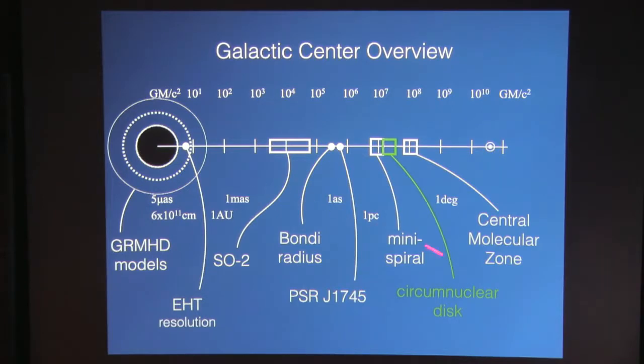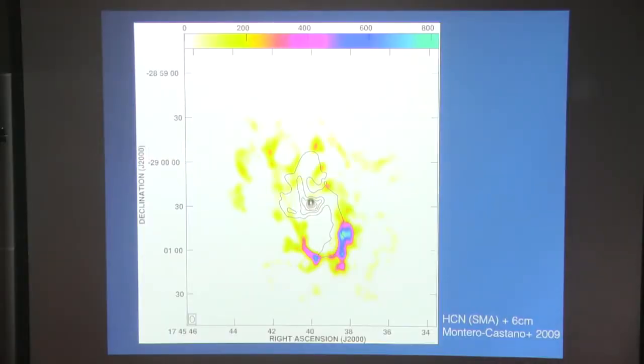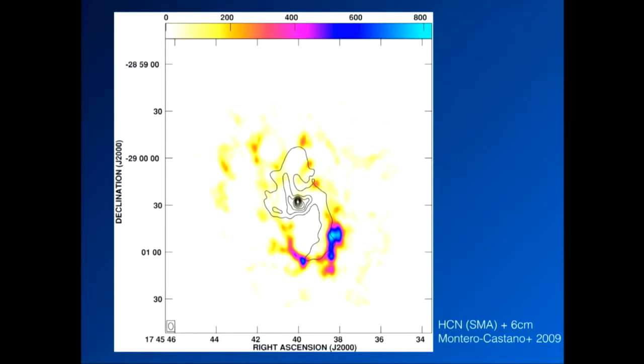Okay, moving in further still, we reach the circumnuclear disk and the mini spiral. So this is molecular material, and this is ionized gas. I've got an image here. So the colors show HCN, so this is the molecular gas, and we're well inside the central molecular zone now. This is a SMA observation, and then the ionized gas is shown here as contours, so that's 6 centimeter data.